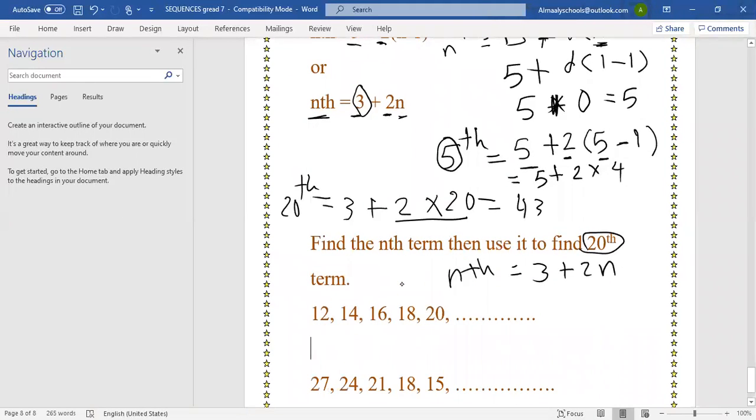You will solve the next one. We have the sequence 12, 14, 16, 18, 20. Number 1, the first question: what is the type of the sequence? Arithmetic. Yes, true. We can find the nth term. He asked, find the nth term, then use it to find term number 20. Who can find the nth term?